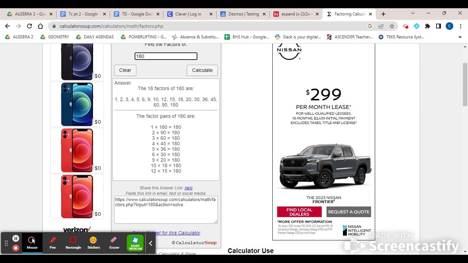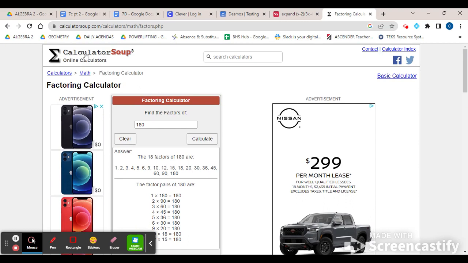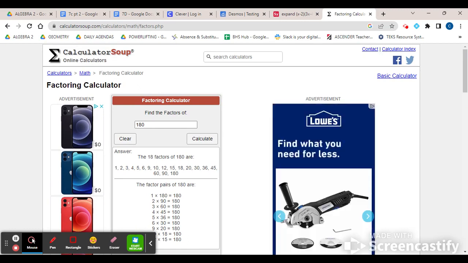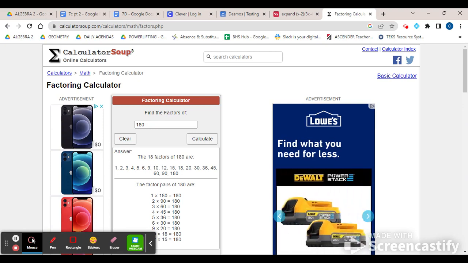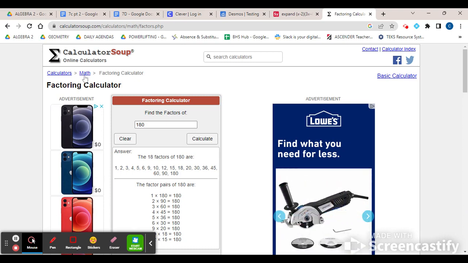And then, since we're adding to negative 29, we know we could also put negatives in front of each of these numbers and see that negative 9 and negative 20 would be those numbers right there. I believe it's under Calculator Soup right there. So in case you don't know how to factor, you can't do it by mental math, or guess and check takes too long, you can use the internet if you need to.